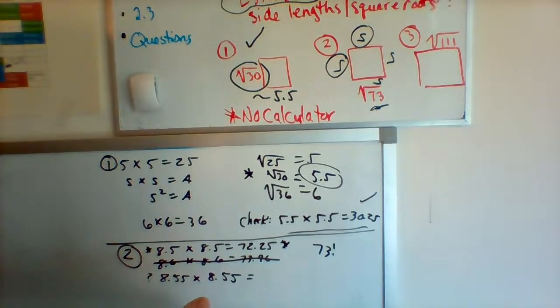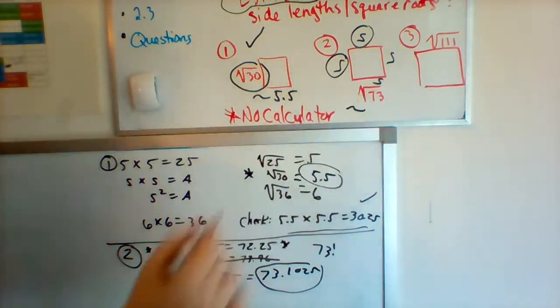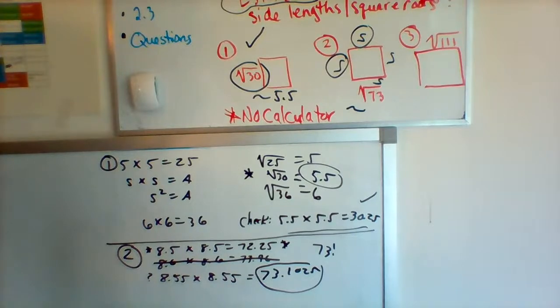Now for that, you could use a calculator. Okay, so Ivan says that if you do this, you get 73.1025. That's what I got too. Do you guys like this one better? You don't like this one better? Okay, why not?